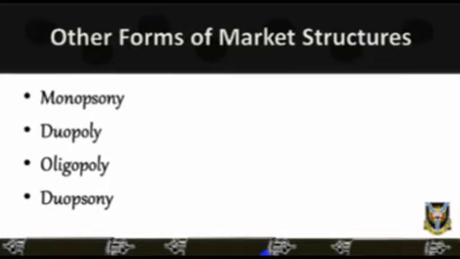3. Oligopoly. This is a market with a few firms producing differentiated products and where the action of one firm has a perceptible influence upon the other. 4. Duopsony. This is a market structure where we have only two buyers. It is a special case of oligopsony.